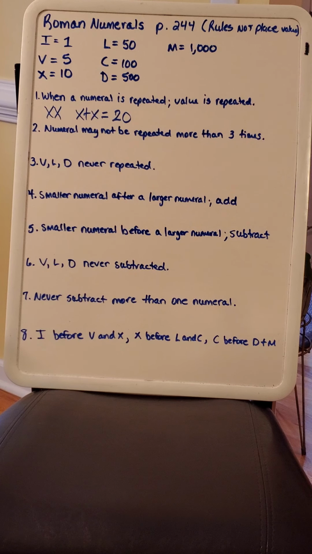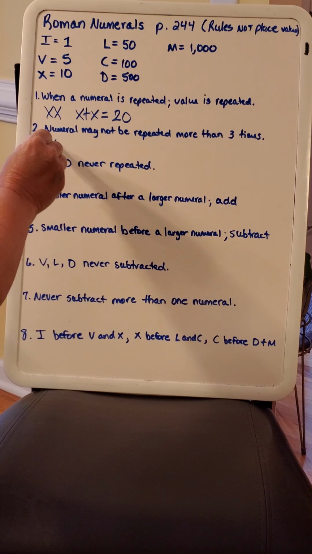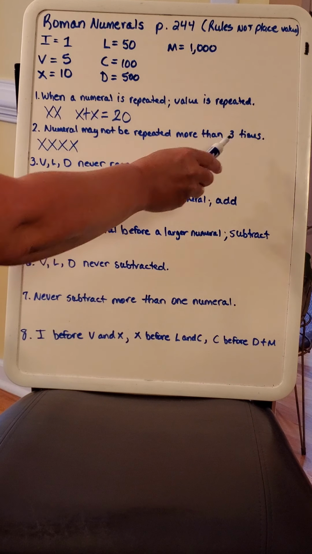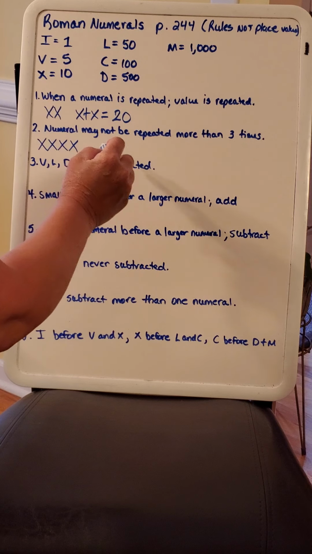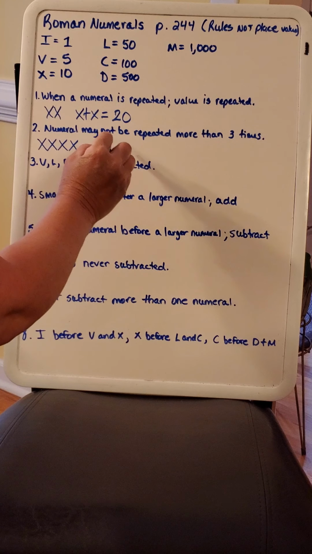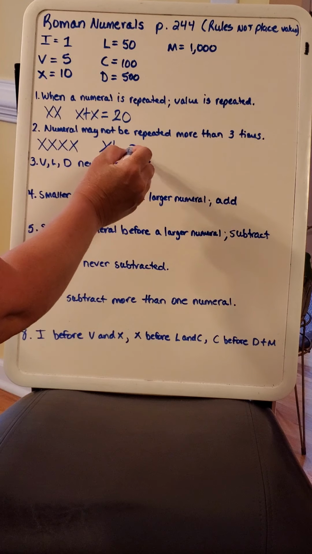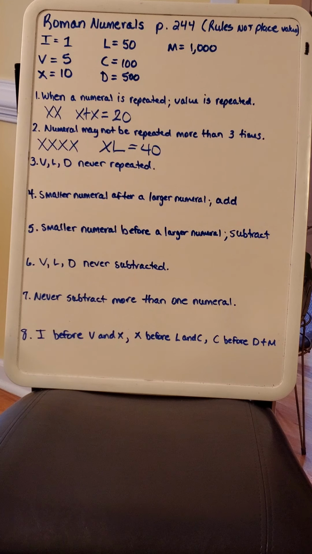Number 2 says that a numeral may not be repeated more than 3 times. So we would not have X, X, X, X. That would be wrong because it's more than 3 times. So how would I write 40? I would have X, L. The rule for this is later in the list, but this is how we would write 40: X, L.